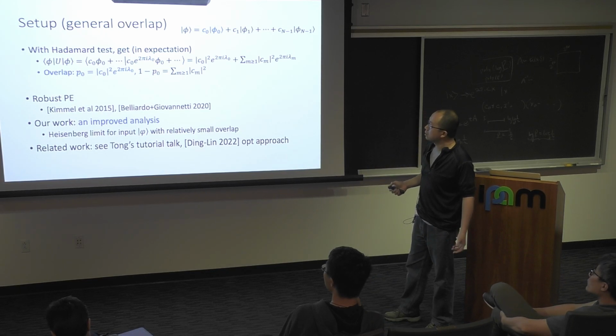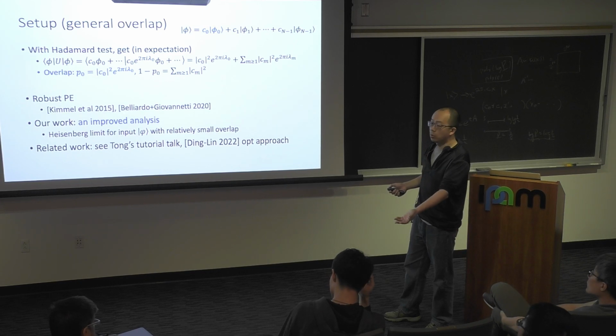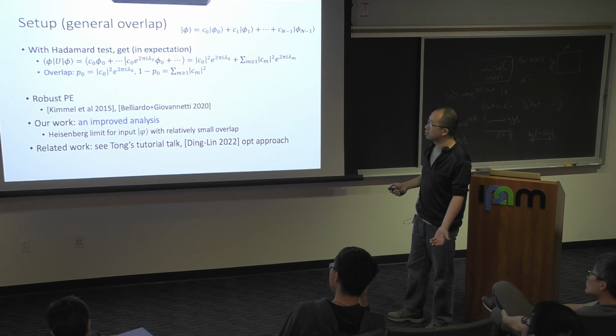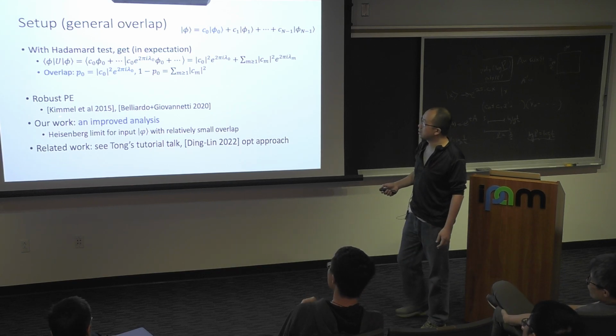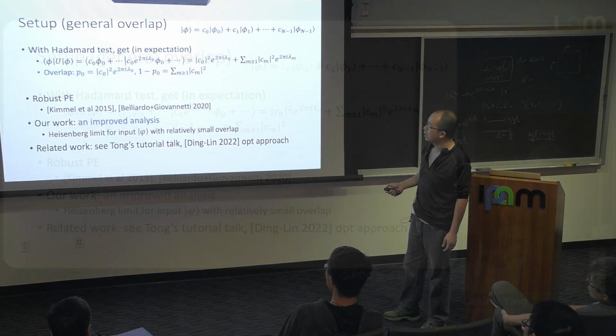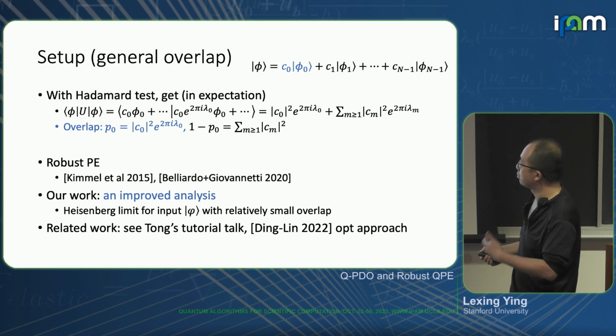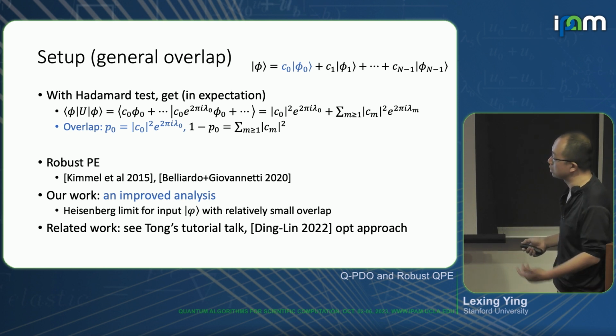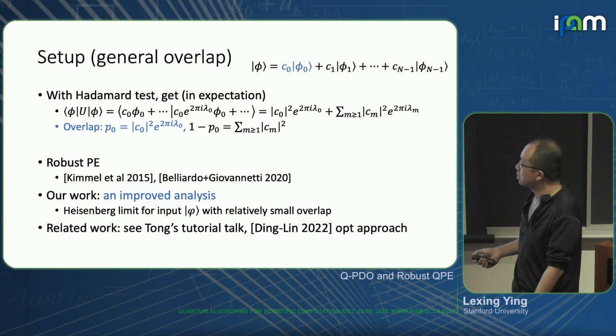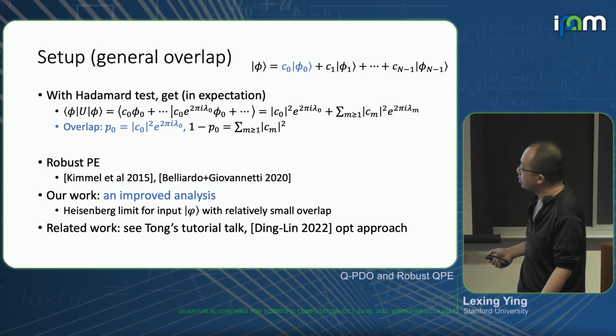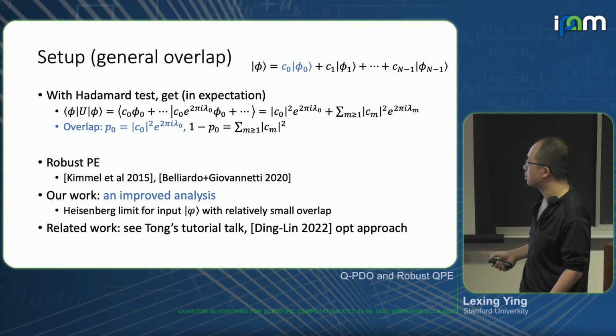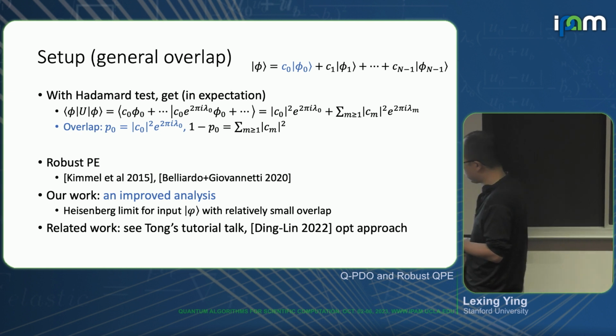Now, in fact, there is an algorithm which achieves what we want, working with this non-perfect input data. This is the algorithm developed by Kimmel et al. in 2015. And about a couple of years ago, there was a refined version of the algorithm, essentially the same algorithm. Our contribution here is an improved analysis for this robust phase estimation algorithm. What we get is that you can achieve the Heisenberg limit with an input vector which has only relatively small overlap. In fact, the overlap need only be 0.5 something.